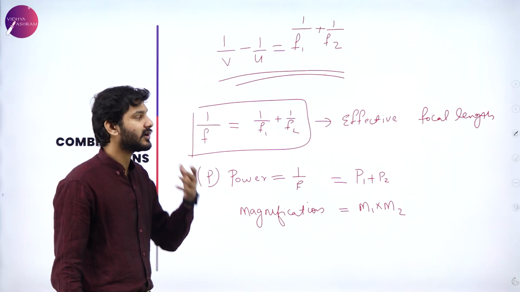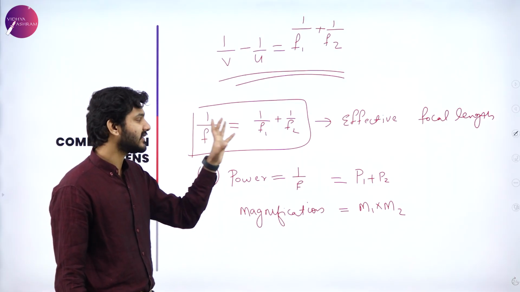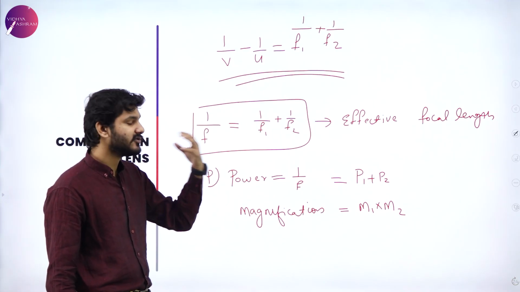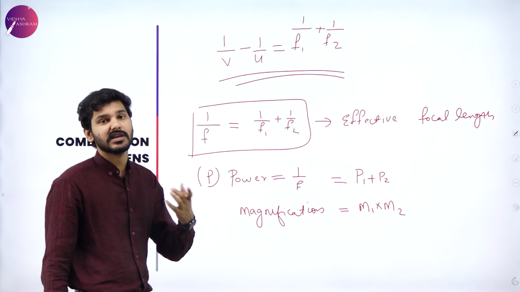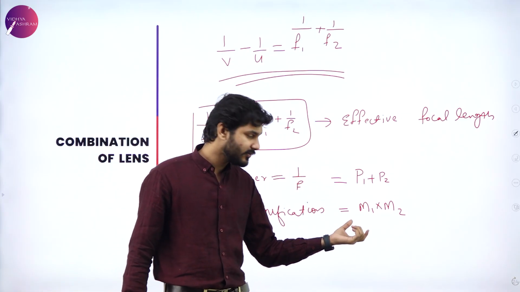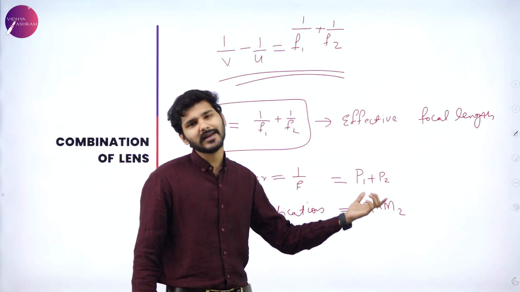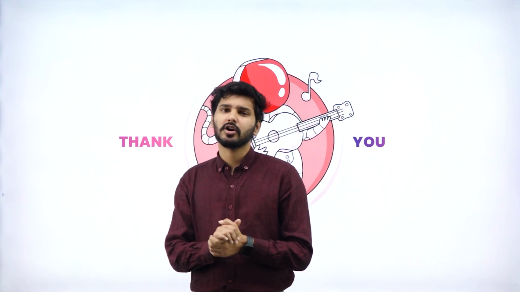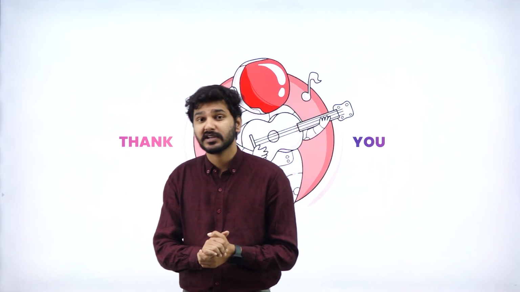You don't need to know how we got this particular result. You just need to know what will be the effective output if lenses are placed together. What will be the effective focal length? What will be the effective power? What will be the effective magnification? The only difference will be in the case of magnification; other than that, it is very simple. So that is a very small derivation and a very small concept for you from ray optics and optical instruments.